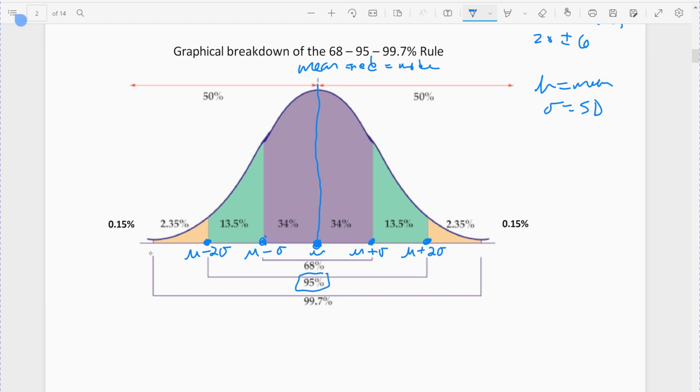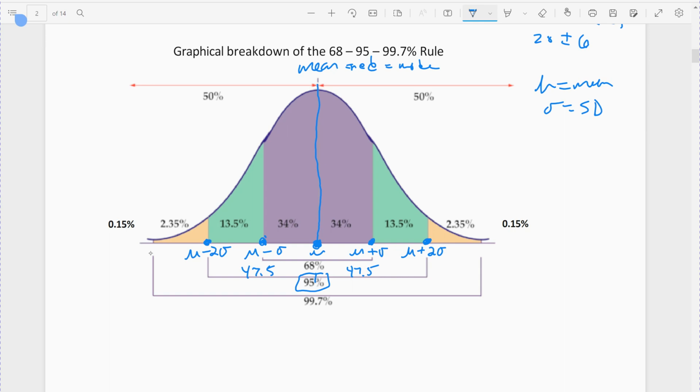95% of them land here, and so I know half of them would be 47.5 if I took 95 divided by 2. Right, it would come out to be 47 and a half, right? If you took your 95 divided by 2, it's 47 and a half. So half of it would be 47.5 over here, 47.5 over there.